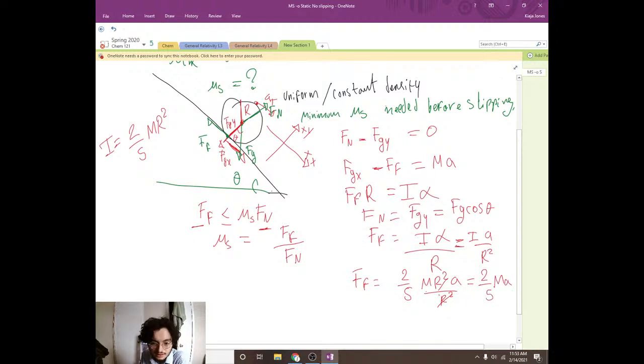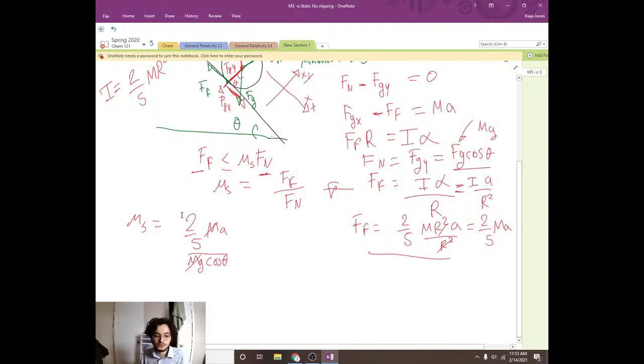Okay. So then you just substitute these two equations, the normal force, and of course gravity over here. This is just mg. Substitute those into mu s, and you get mu s equals 2/5 ma over the normal force. The normal force we found was mg cosine theta. And clearly the mass doesn't matter here. Mass doesn't matter. So that's interesting.